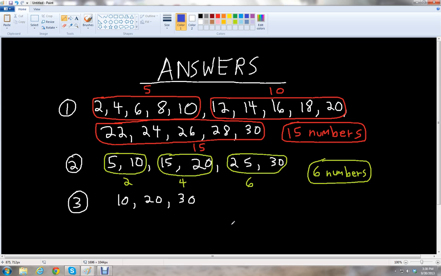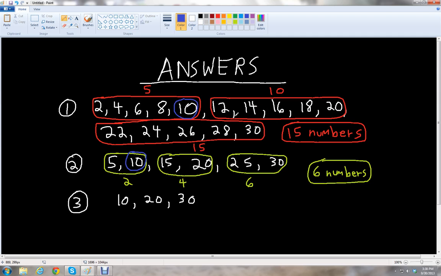Okay, and then the third question asks us which numbers belong in both of the groups. And so the way to figure that out is to look at both groups and look at each group one at a time. We have 2, 4, 6, 8, 10 in this group for the 2's. And then for the 5's, we have 5 and 10. So we notice that 10 belongs in both groups.